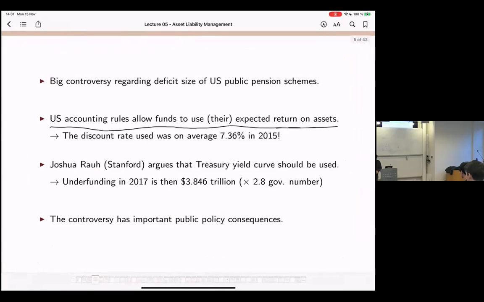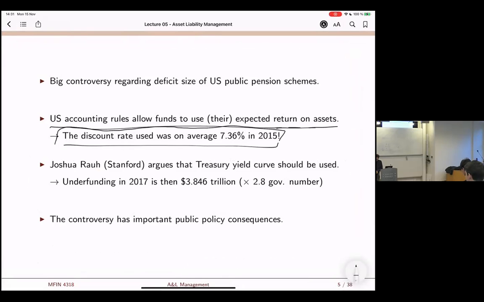Now, what are the potential issues with this, right? This number that I took is from a study by Joshua Rauh that looked at different pension funds in the US, and he found that the discount rate that they used was on average 7.36% in 2015. There's been a recent survey by other researchers from Stanford that shows that these numbers have not really been updated since 2015. Okay. So what's problematic about this number?